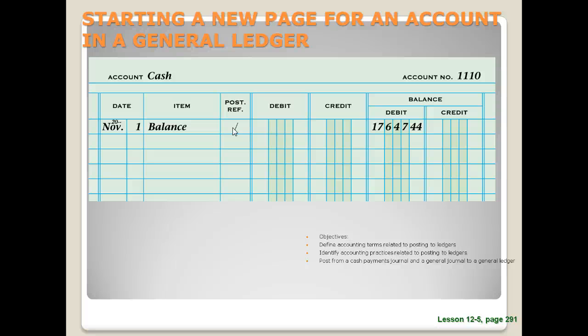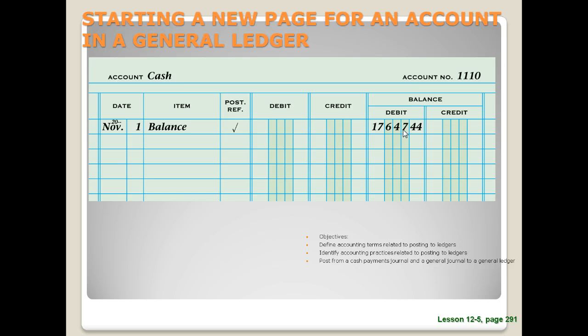So we have our check mark in the post ref, and then we write the balance from the prior page. So our balance is $17,647.44. We got that from the previous page that we finished. We don't have page numbers, right? They just go one page after another in our ledger.